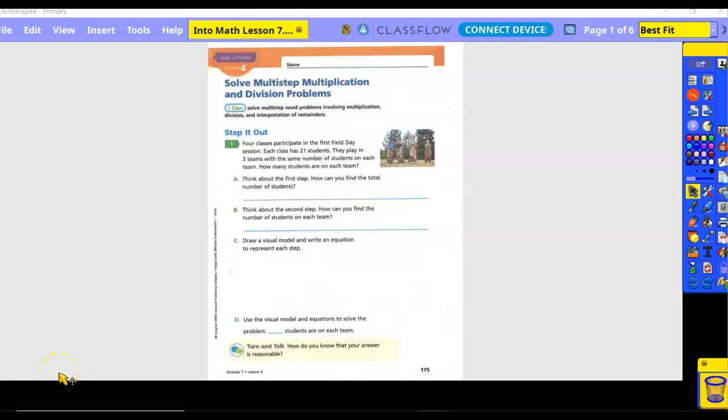Fourth grade math, lesson 7.4. Solve multi-step multiplication and division problems. I can solve multi-step word problems involving multiplication, division, and interpretation of remainders.